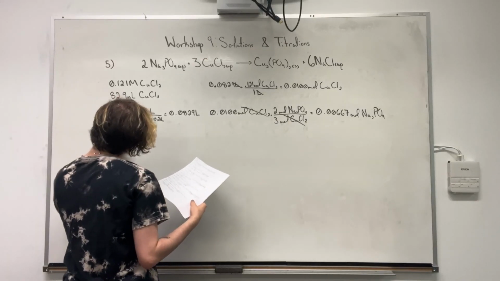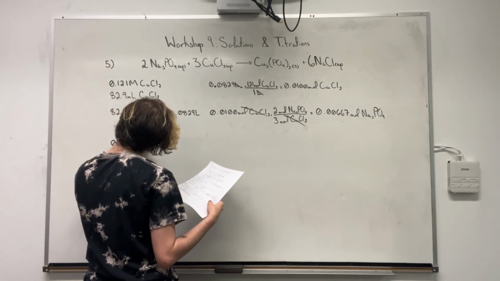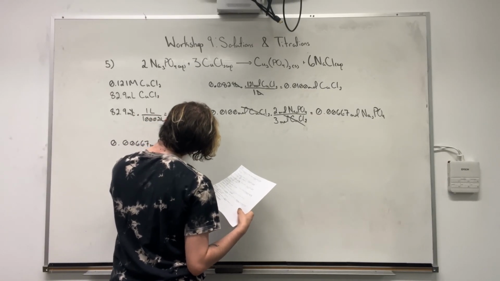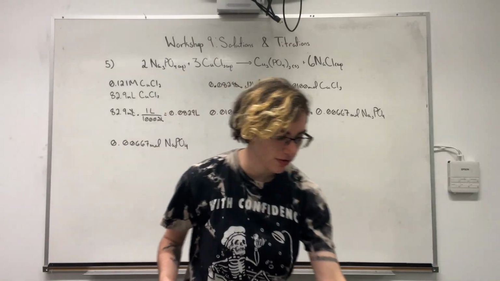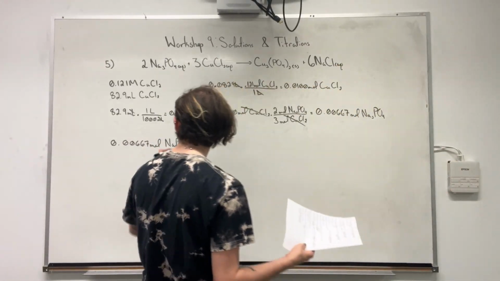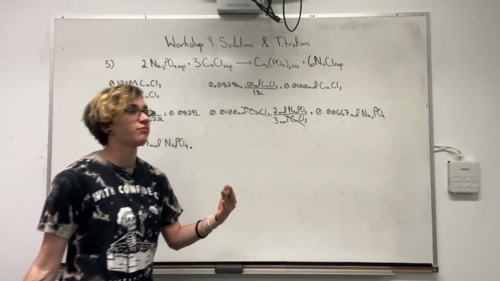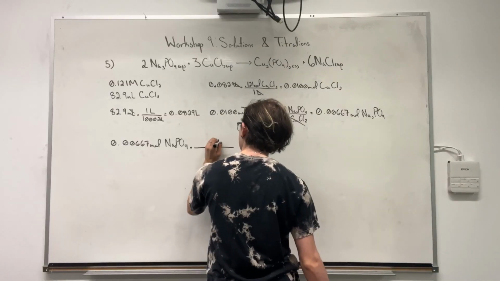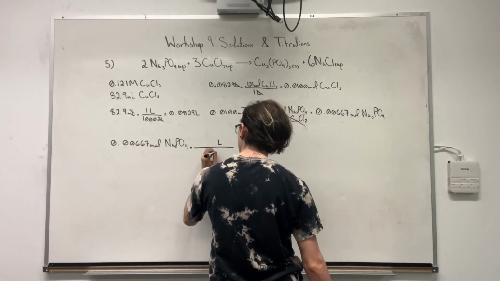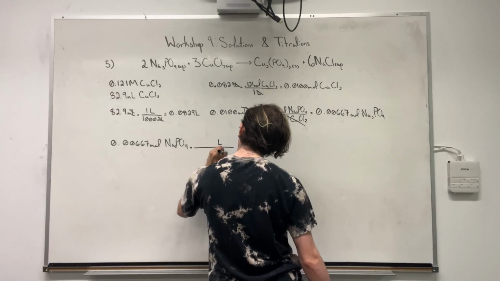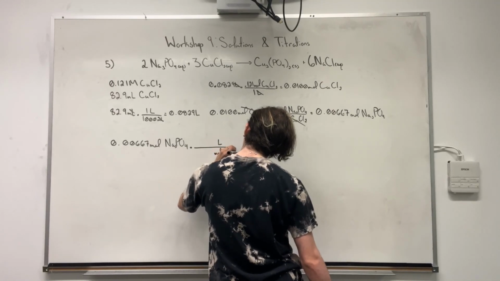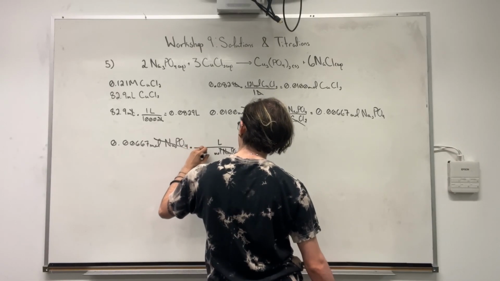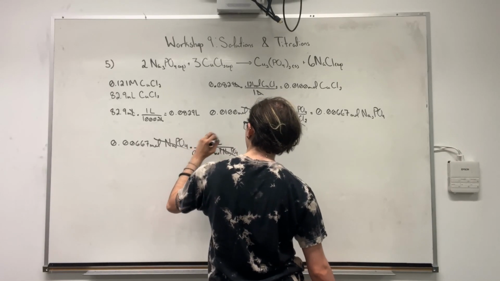We have 0.00667 moles of sodium phosphate. And they tell us that sodium phosphate's concentration is 0.175, which means we have 0.175 moles for every 1 liter. Setting up our conversion factor accordingly, we need liters on top. That's what we're trying to get to. And we will put our moles of sodium phosphate on the bottom. This will now cancel out. Our concentration is 0.175, so there's 0.175 moles for every 1 liter.